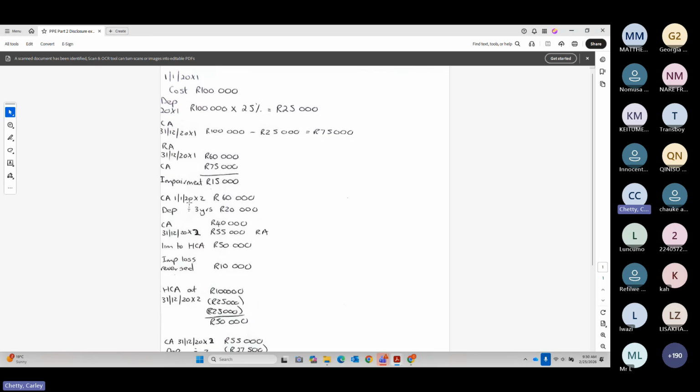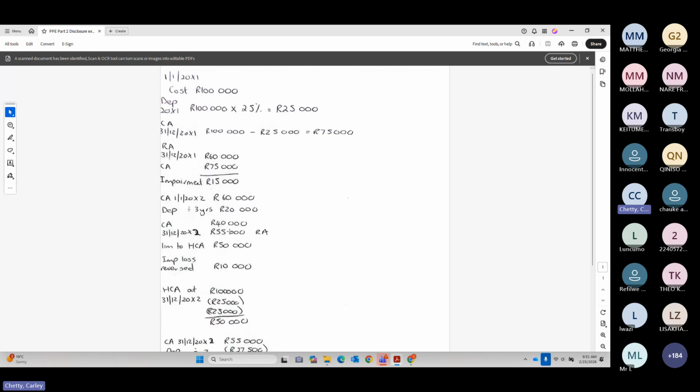Then on 1 Jan 20X2, we need to continue depreciating this asset. And we learned that after an impairment, we can no longer depreciate the original cost, but we can depreciate the carrying amount, which is 60,000 Rand, divided by the remaining useful life, which is 3 years. And that will give us 20,000 Rand. So the carrying amount then becomes 40,000 Rand on the 31st of December 20X2. The carrying amount of 40,000 Rand is then going to be compared to the recoverable amount of 55,000 Rand.